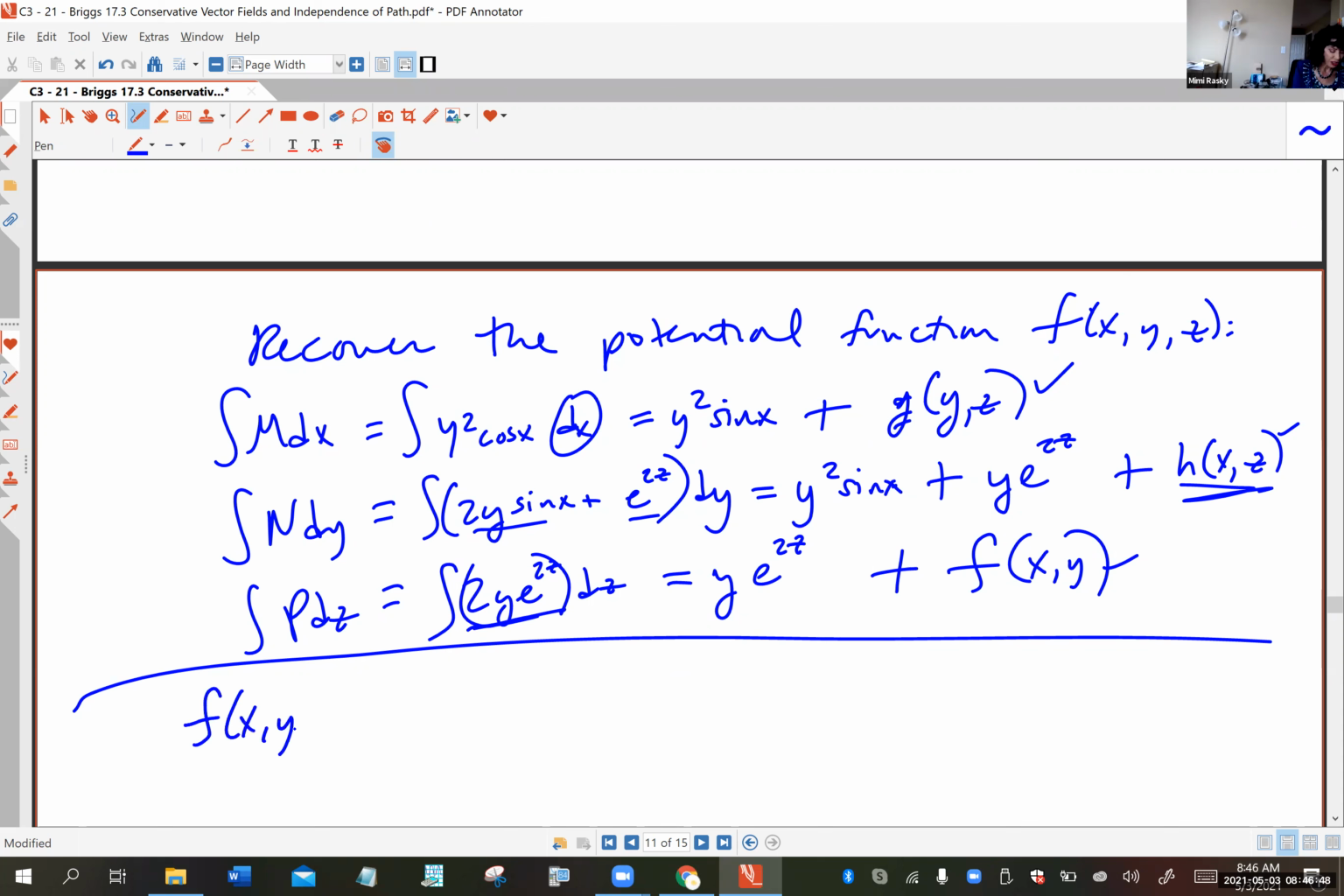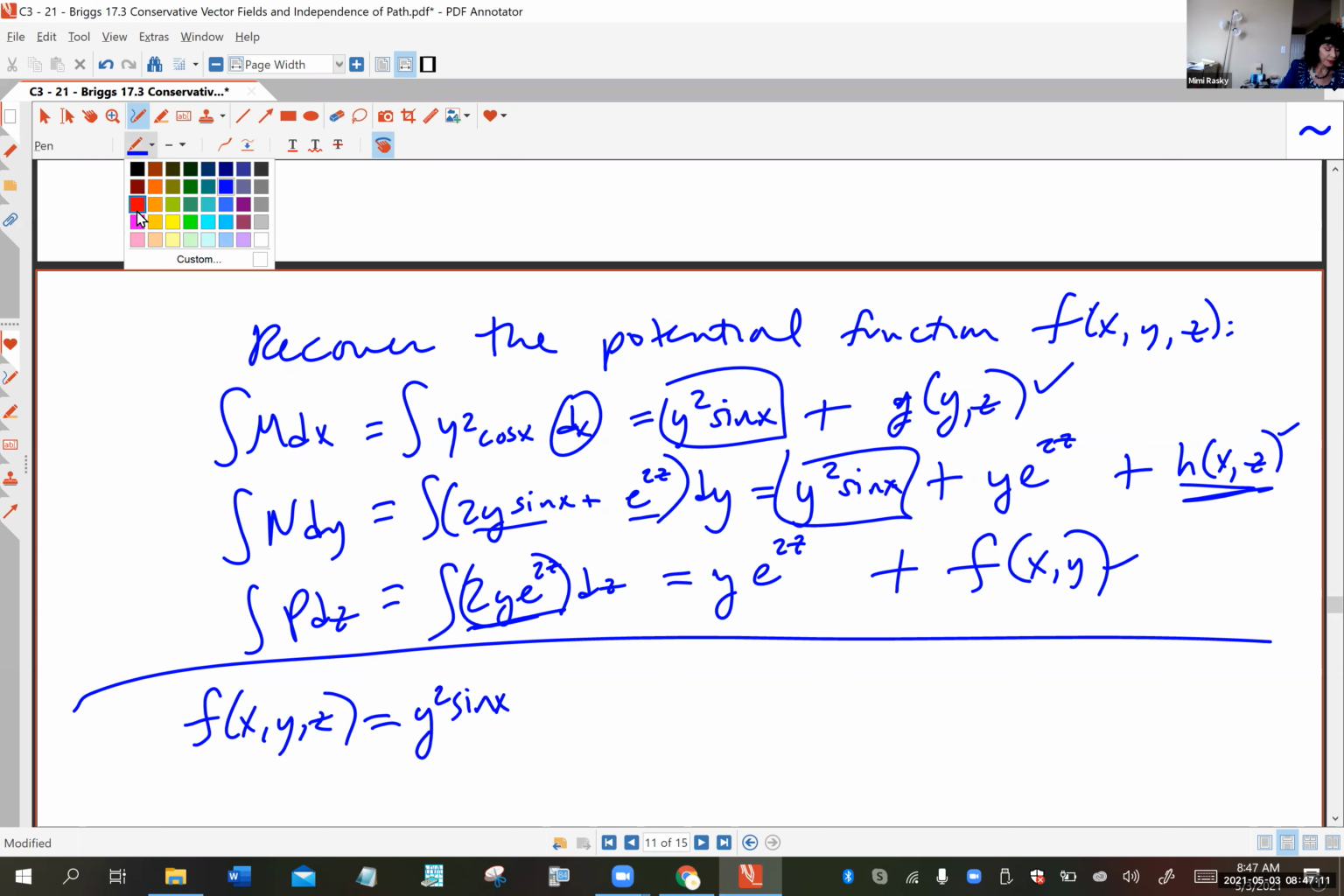Okay, so what are we saying? The potential function, which is a function of all three variables, is going to be what? Now you've got to be careful because I'm noticing that y squared sine x is showing up in two locations. Should I add them together? No, do not do that. You'll just take one instance of it.